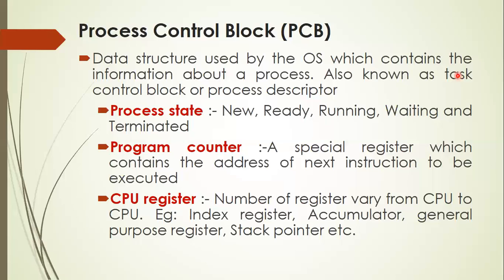Every computer has a CPU. In addition to the program counter, there are many other registers available. You need not bother about these registers now, because when we start process management, I will be explaining these terms. The different registers available in a particular computer are index register, accumulator, general purpose register, stack pointer, etc. The purpose of all these I am going to explain in our future slides. Your process control block also contains the names of the different registers available in your computer system. So one is process state, program counter, and CPU register.